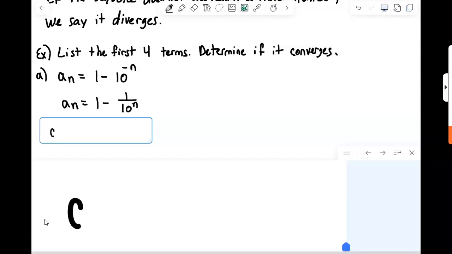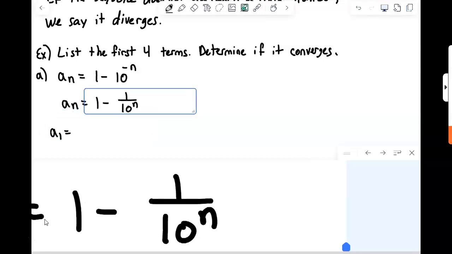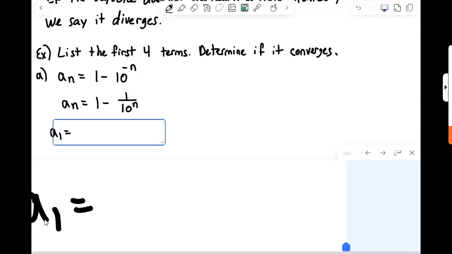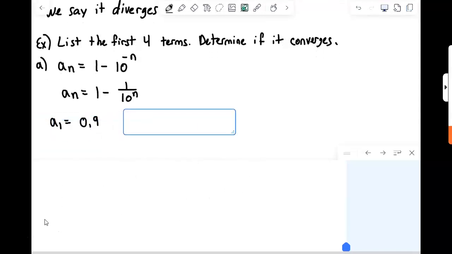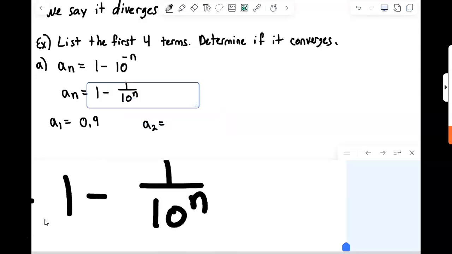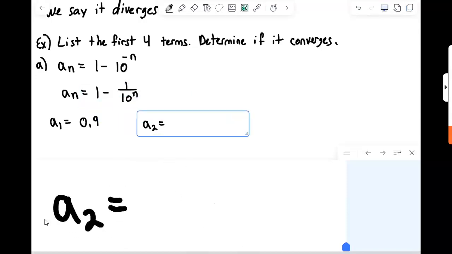So a sub 1 would be 1 minus 1 over 10. 1 minus 1/10 or 0.1 would give us the decimal 0.9 or 9/10. Okay, so that's a1. And then we just keep going and compute each of our values. a sub 2, that would be 1 minus 1 over 10 squared. 1 minus 1 over 100 would be 0.99.